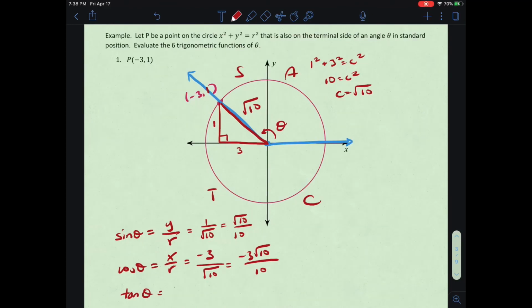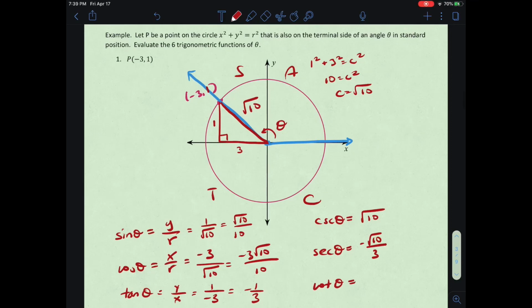To find tangent of theta, we just take y over x, which in this case would be 1 over negative 3, or just negative 1/3. Tangent should be negative since theta lies in quadrant 2. And then from there we can find cosecant of theta, which is just the reciprocal of sine, which is just square root of 10. Secant of theta, which is the reciprocal of cosine, which is negative square root of 10 over 3. And then cotangent of theta, which is the reciprocal of tangent, which is negative 3.